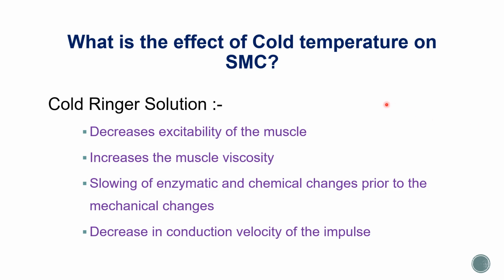What is the effect of cold temperature on the simple muscle curve? Cold temperature solution decreases the excitability of the muscle, increases the muscle viscosity, and slows down the enzymatic and chemical changes prior to the mechanical changes. So we find a decrease in the height of contraction. This decrease in conduction velocity of the impulse causes an increase in the latent period. As we know, the latent period is the time taken by the impulse to travel from the point of stimulus to the point of contraction. So there are many factors which come under the latent period. We have talked about them in detail in our simple muscle curve video.